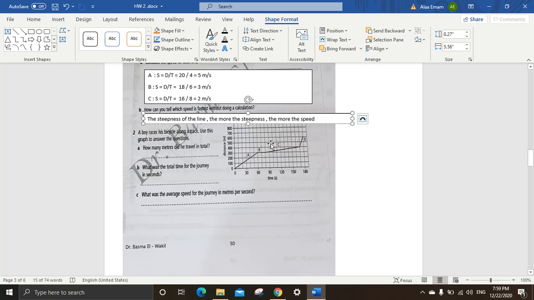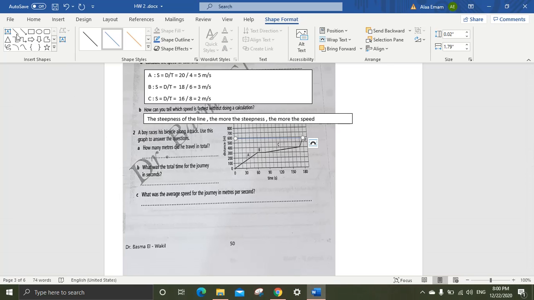Here we go. The next diagram: a boy races his bicycle along a track. Use this graph to answer the questions. How many meters did he travel in total? So again, use the ruler, please, to have the correct answer. He needs you to calculate the distance. Using the graph, the total distance traveled was simply 600 meters.